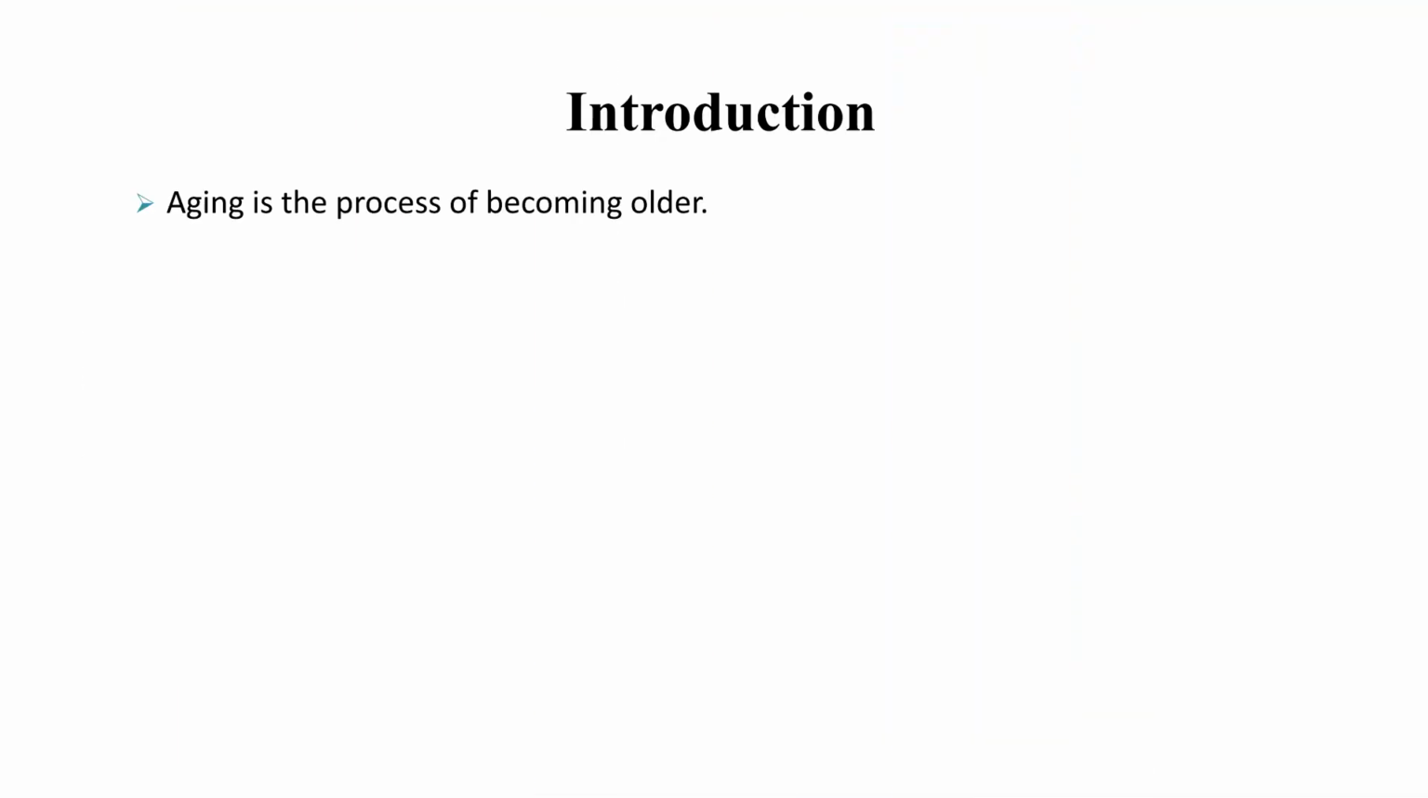Hello learners, our today's class is about understanding the aged and theoretical perspective in geriatric social work practice. Now let's see what is aging. Aging is the process of becoming older. It is a universal phenomenon and natural biological process of the life cycle.